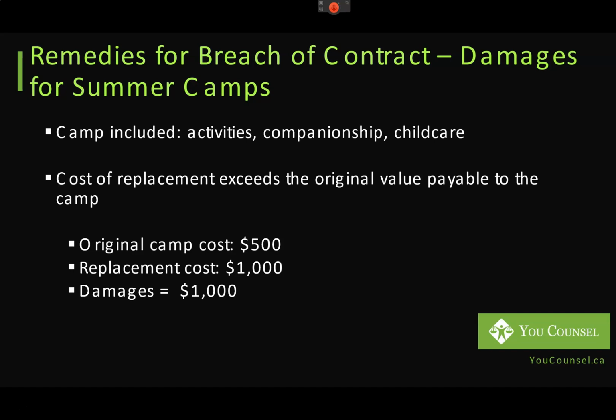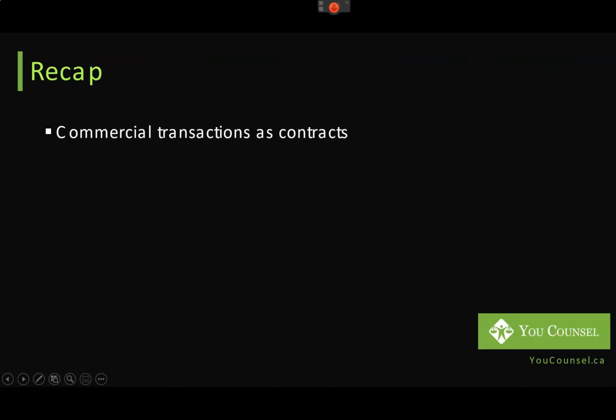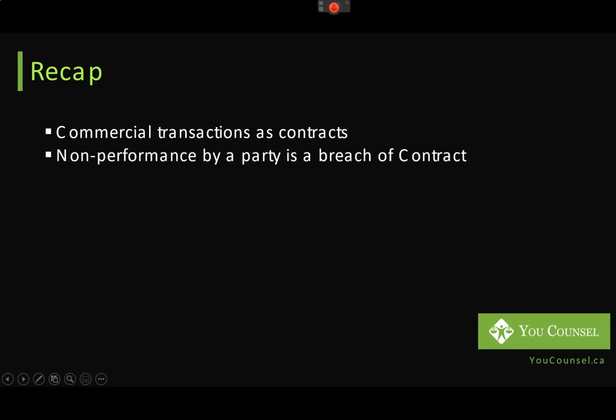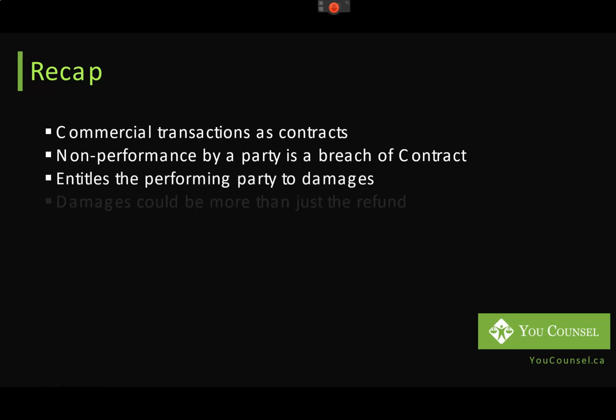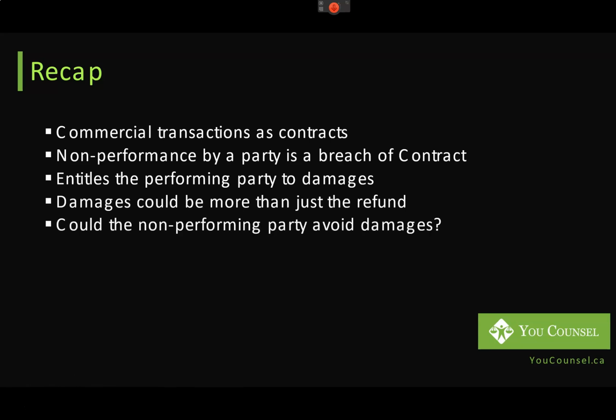What I want you to understand is that the remedy for breach of contract is not just the refund of your money. It could be more than that, and in specific circumstances, it could be more than the money that you have paid. Now let's recap what we have learned from this lecture. Most commercial transactions are contracts. A non-performing party is in breach of contract when they refuse to perform the contract for whatever reason. The other party is entitled to damages in most cases, and damages could be more than just the refund of the money that has been paid.